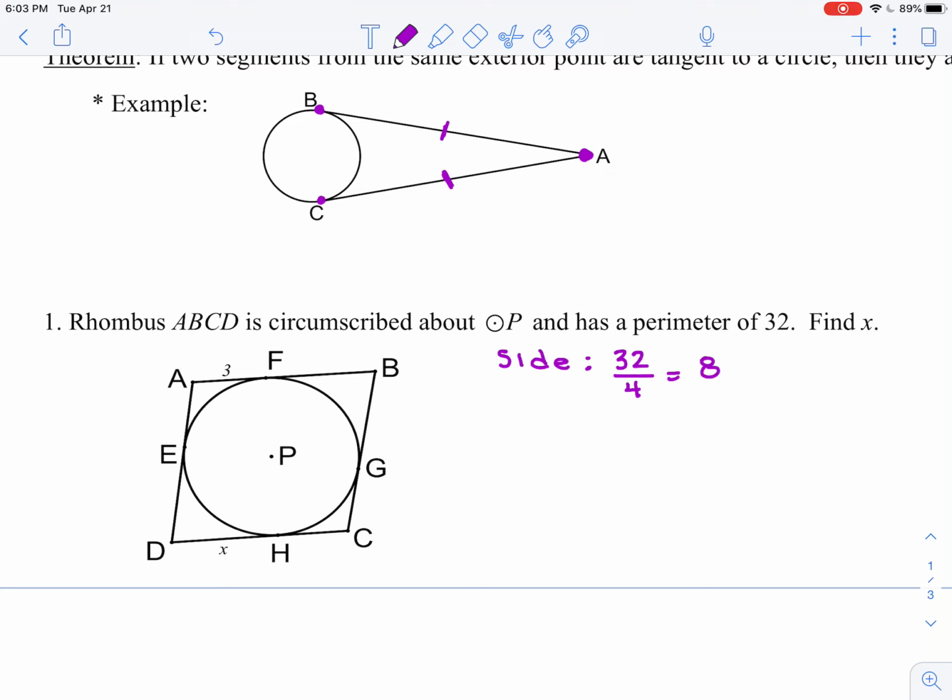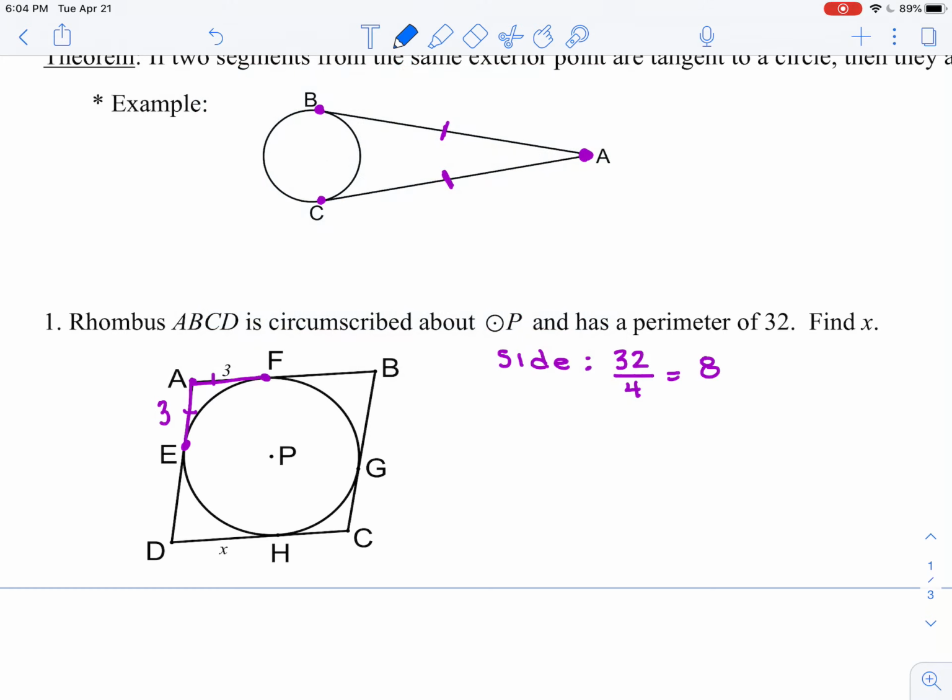When I take a look at this picture, we have lots of sets of tangents that come from the same exterior point. For example, the first one I would look at is AF and AE. These two tangents both come from the exterior point A. Therefore, they have to be congruent. So if AF is 3 units, AE must also be 3 units.